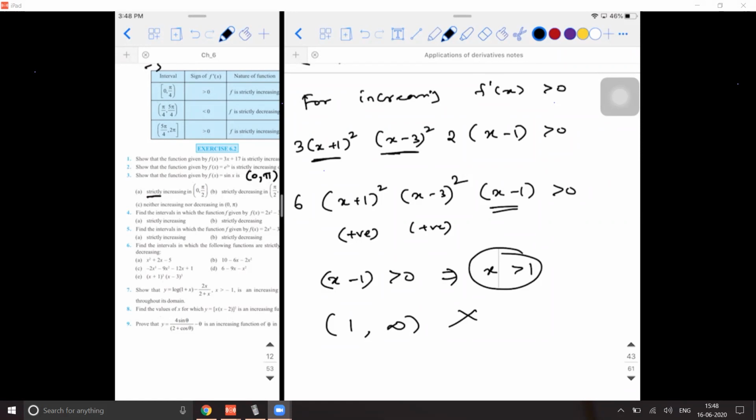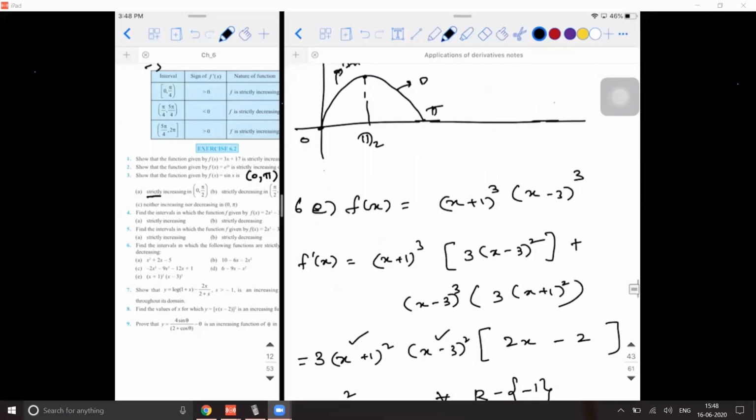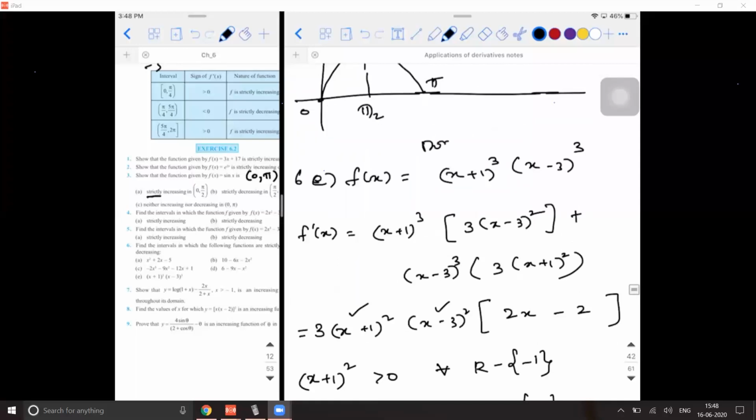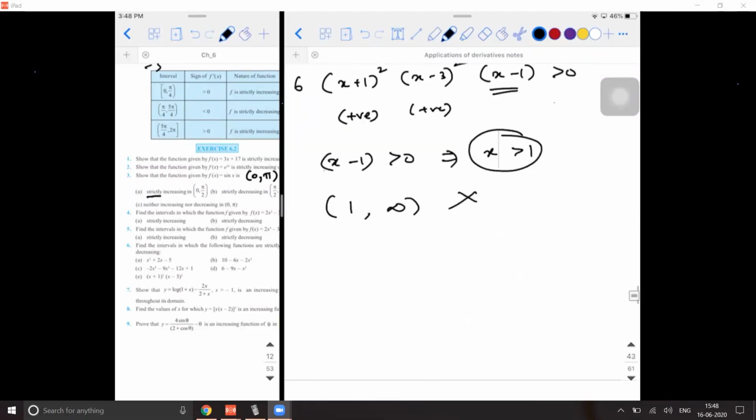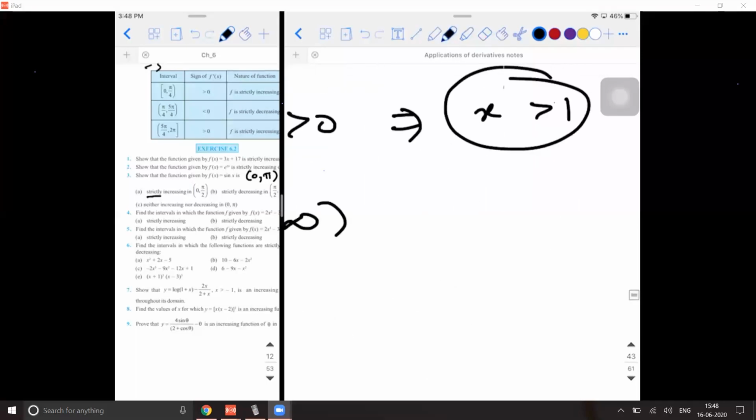Actually, 1 minute. So what is the domain of the function? Can someone tell me what is the domain of this? So domain is x belongs to R. Okay, so there is no point of discontinuity. I'm sorry, this is right only. I made a mistake. I'm sorry about it. So x is greater than 1.